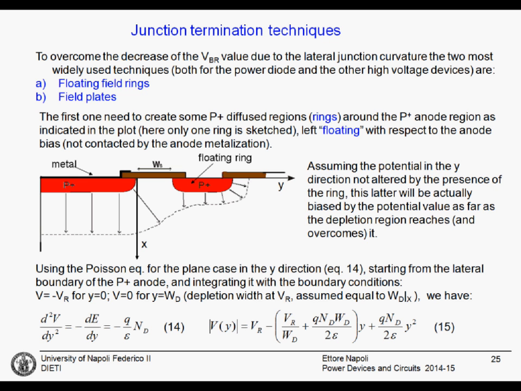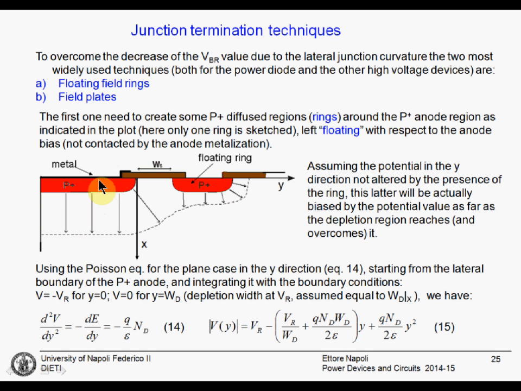Let's see how they work. We firstly concentrate on floating field rings. The design in this case is conducted by creating some P plus diffused rings around the P plus anode region. This is indicated here in this picture.